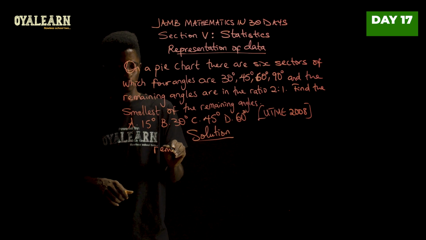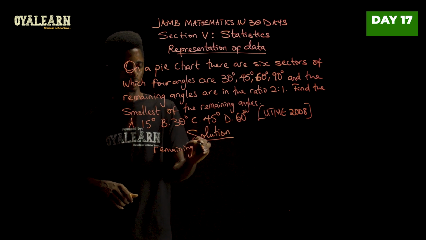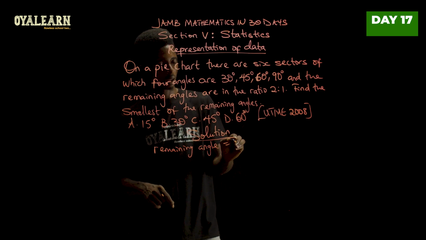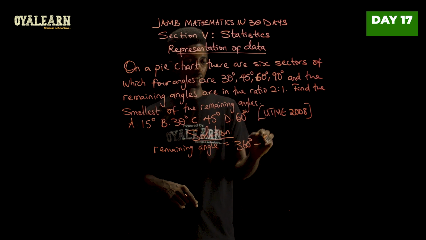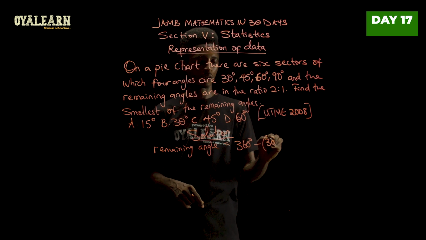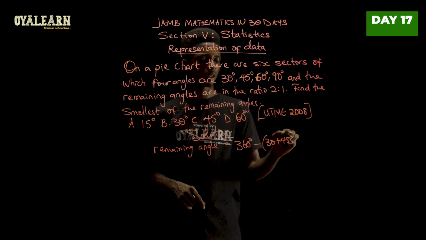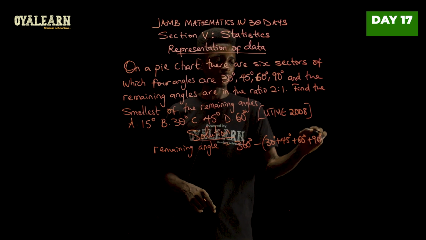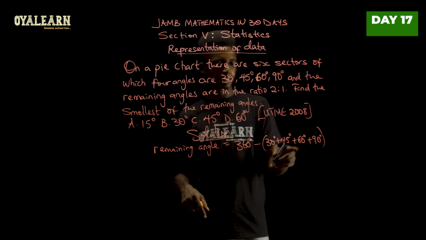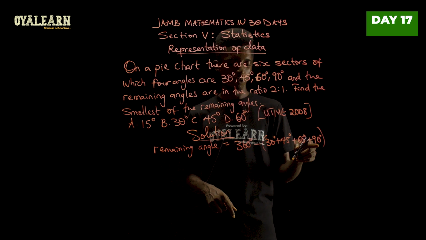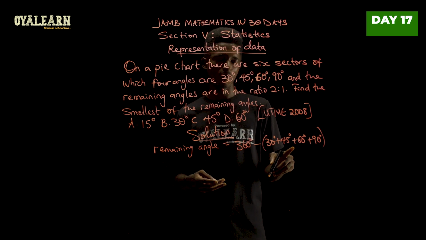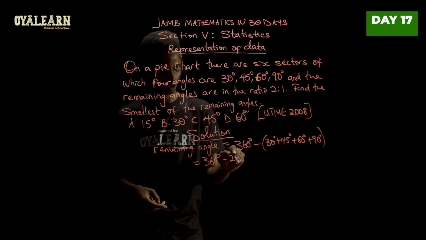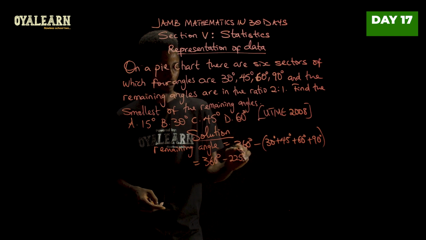Remaining angles is supposed to be 360 degrees minus the sum of this. So we have 30 plus 45 plus 60 plus 90. Now, when we add this, 90 plus 90 is 180. 180 plus 45 will give us 225. So we have 360 degrees minus 225 degrees.